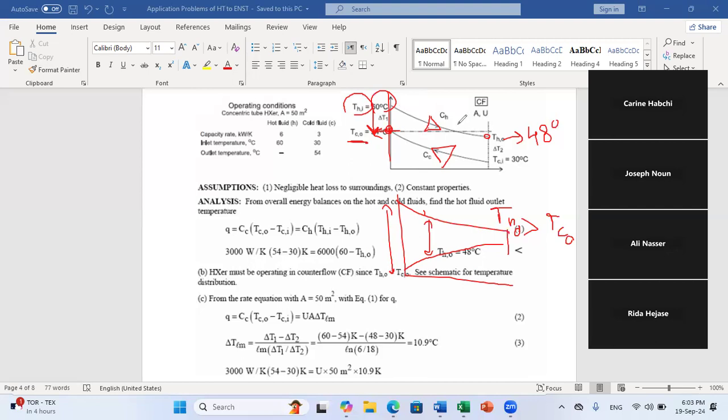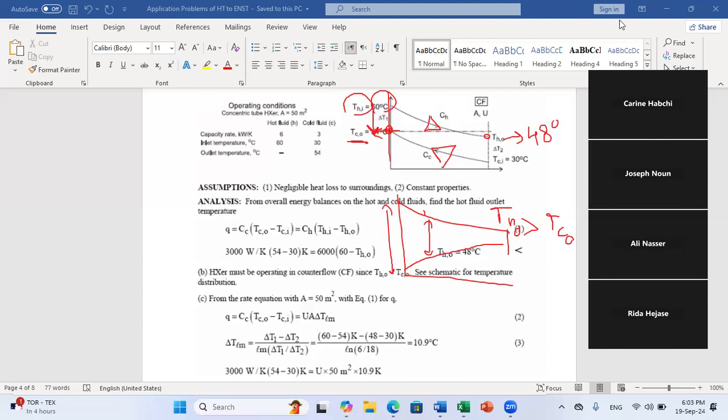Any question on this? Professor, parallel means they move together and counter means they move opposite to each other. Yes, exactly. So this is for the first question. We were able to get the temperature, and we were able to determine if it's counterflow or parallel flow.